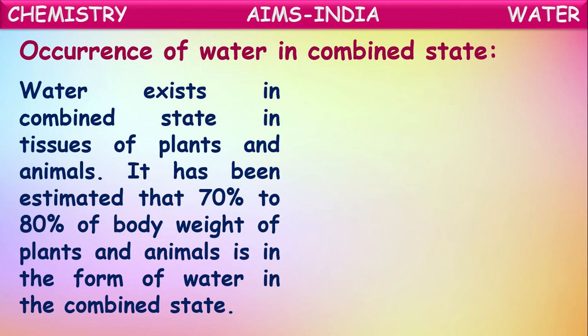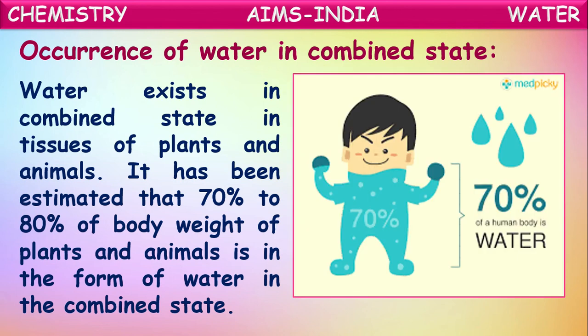It is not only for human beings; even for other animals and plants, around 70 to 80% of their body is made up of water in the combined state. Our human body weight is around 70% water.